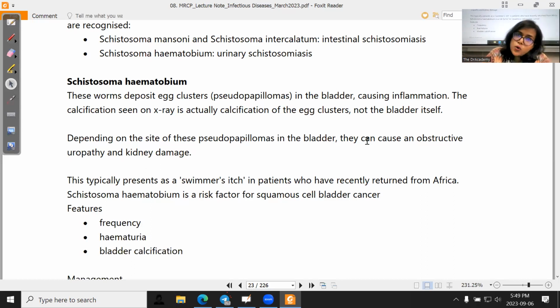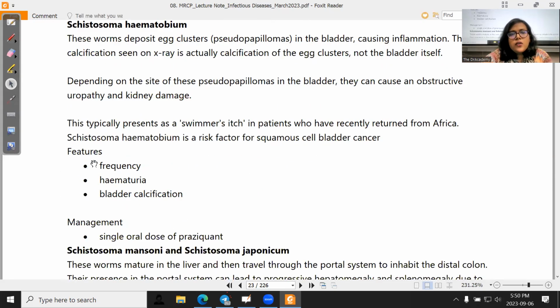It is a risk factor for squamous cell cancer in the bladder, but it can also mimic the cancer symptoms because in schistosomia hematobium, what happens is hematuria, blood clot, fever, abdominal pain, and dysuria. Also, it can be a risk factor for the squamous cell cancer. Which cancer is most common in the bladder? Transitional cell cancer. Okay, very good. But schistosomia hematobium causes squamous cell cancer.